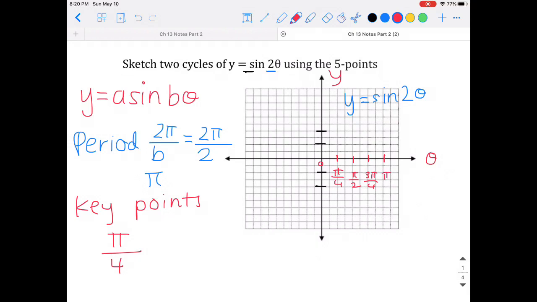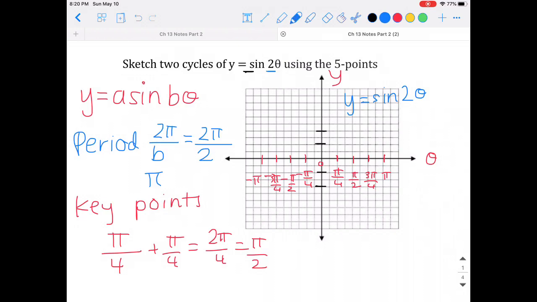We're going to do the same thing in the negative theta direction. So we have negative pi over 4, negative pi over 2, negative 3 pi over 4, and negative pi. And we get these key points, remember, by adding this. So we start at pi over 4, then we add pi over 4 again. We get 2 pi over 4, which simplifies to pi over 2. So you're always simplifying your fractions.